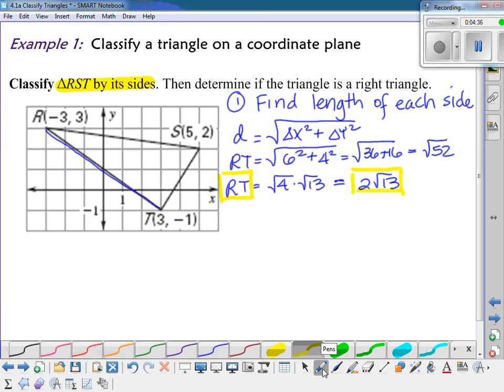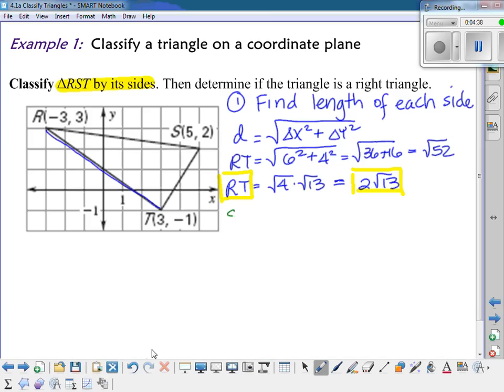Okay, if I check ST, looking at this one here, so my x is changing by 2, going from 3 to 5. My y is changing by 3, going from a -1 to a +2. And so 2 squared is 4, 3 squared is 9, so ST would equal the square root of 13.